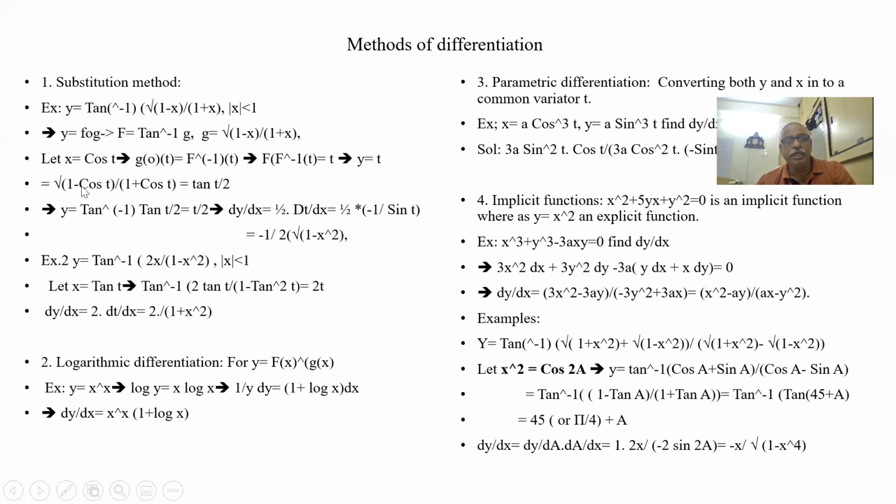So 1 getting cancelled, minus into minus plus. So 2 sin square t by 2. This is 2 cos square t by 2 minus 1 plus 1, minus 1 getting cancelled. 2 cos square t by 2. So like that, the substitution method is easy.